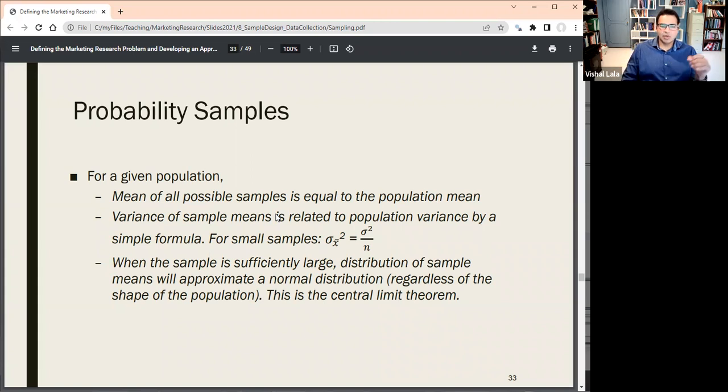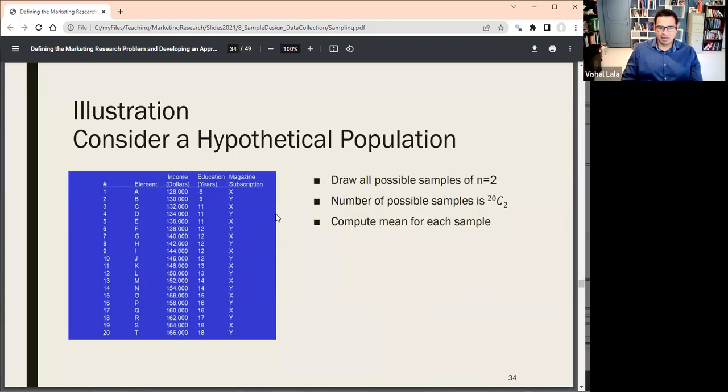Let's take a look at an example to better understand this concept. In this hypothetical population, we have 20 observations and label elements A through T. We have here income, education, and we know whether they subscribe to a magazine or not. We have 3 variables of interest out here. We're going to focus here on one of the variables, income.